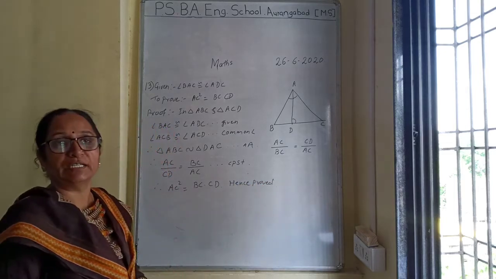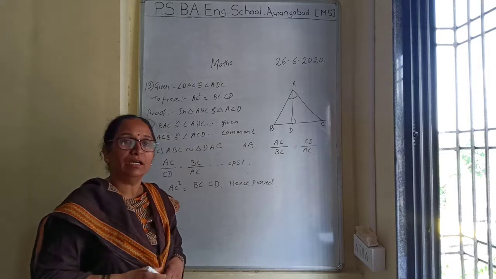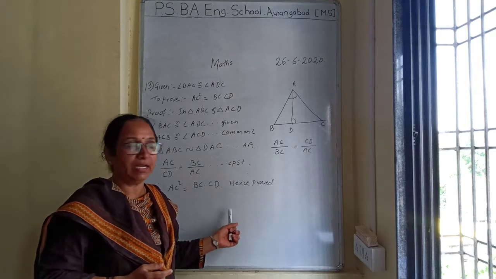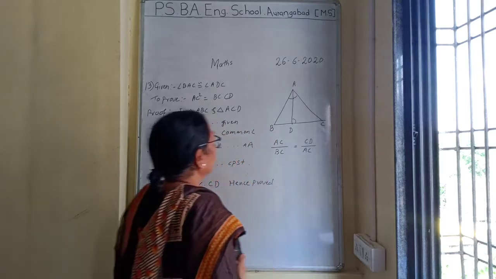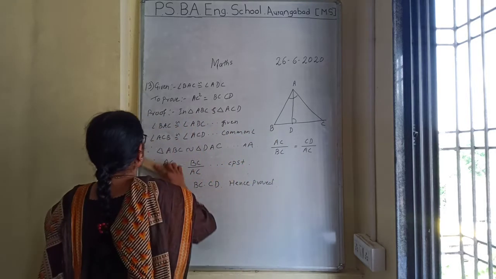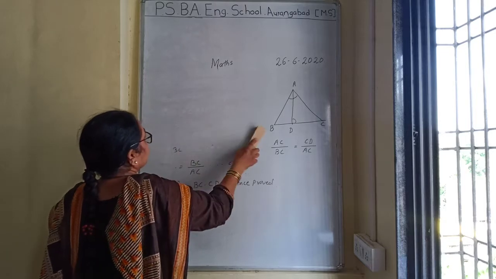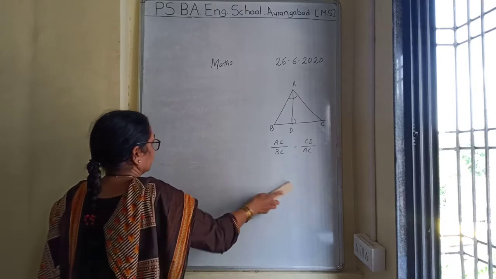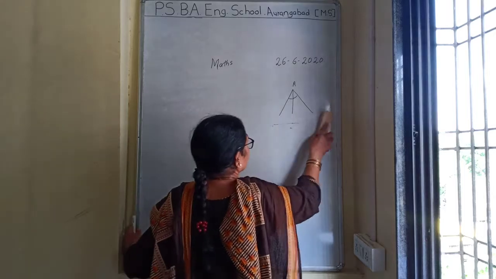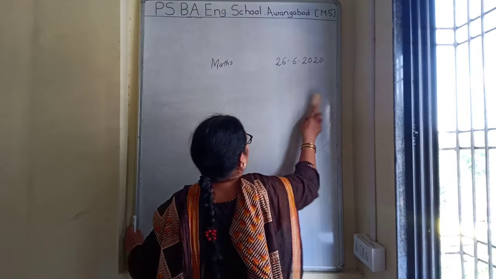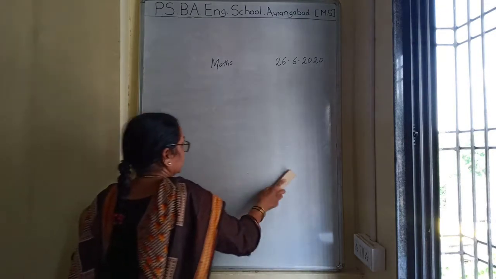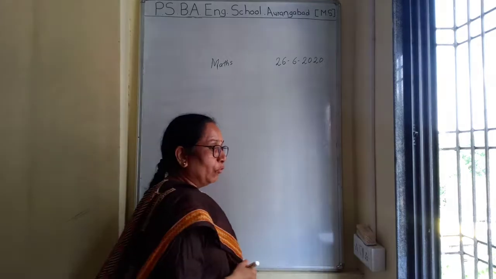So this is proved, children. Whatever we required, we have obtained that. Correct? So two triangles are similar, we have proved. Now let us start with question number 14. Question number 14 is somewhat big. So we are going to start with question number 14.